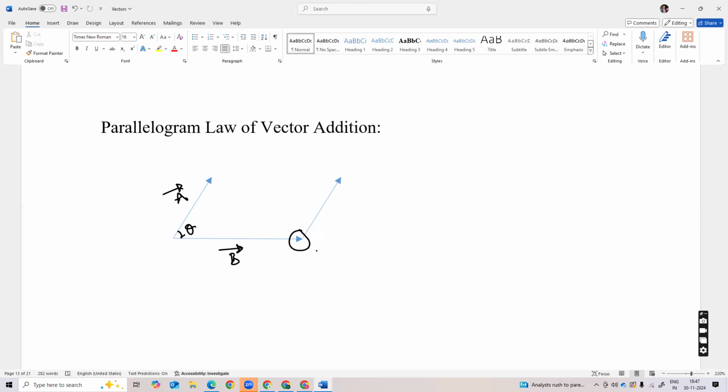Okay. And in a similar manner we can move this vector B.